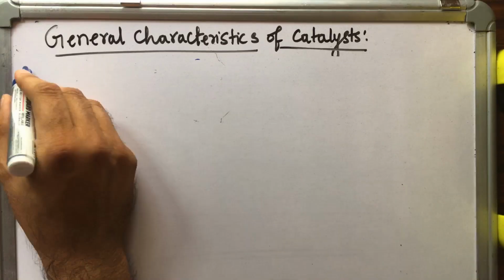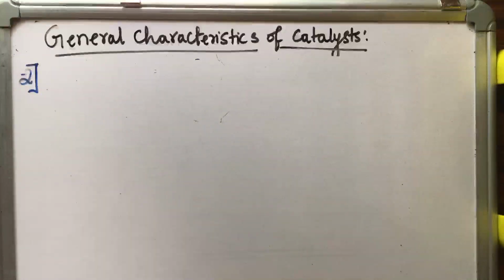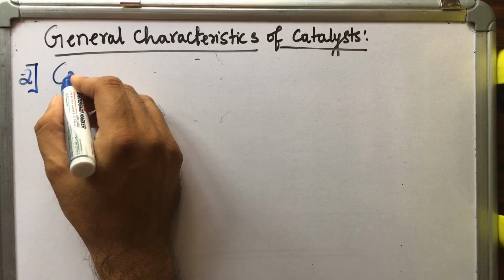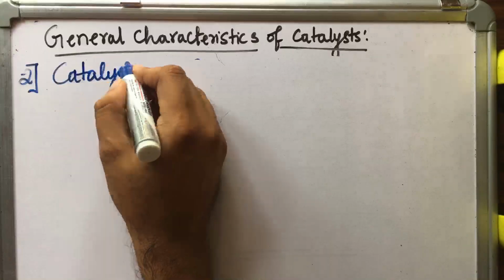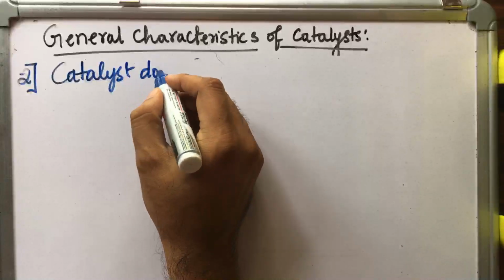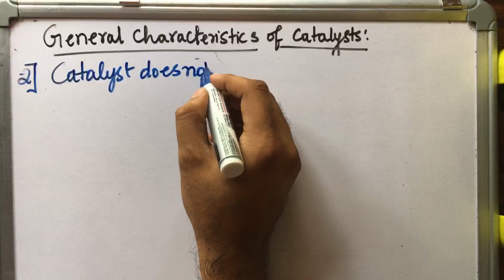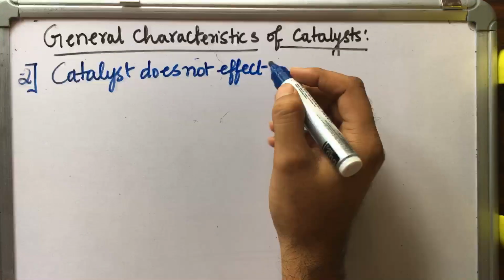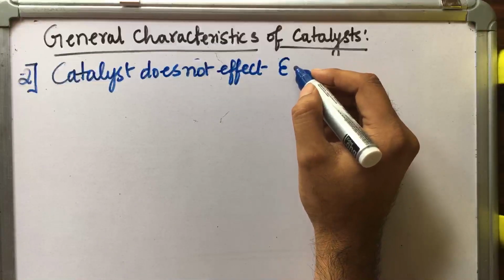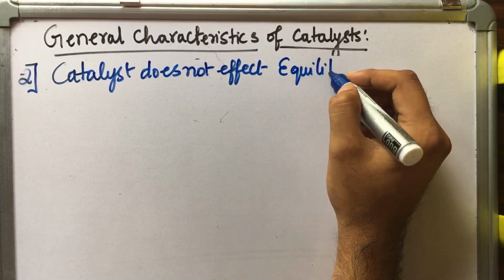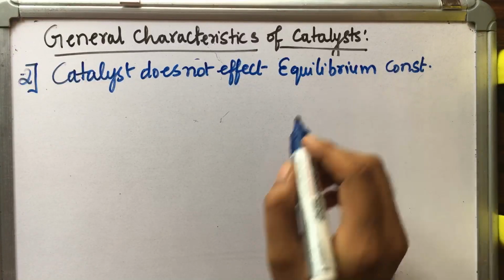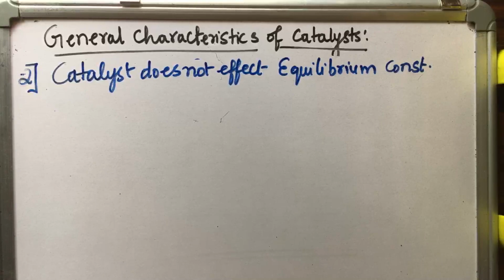The second property that I'm going to teach is that catalyst does not affect the equilibrium constant. You have studied this point even in your first PUC equilibrium chapter.